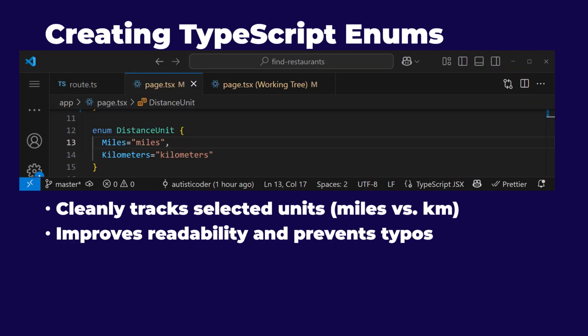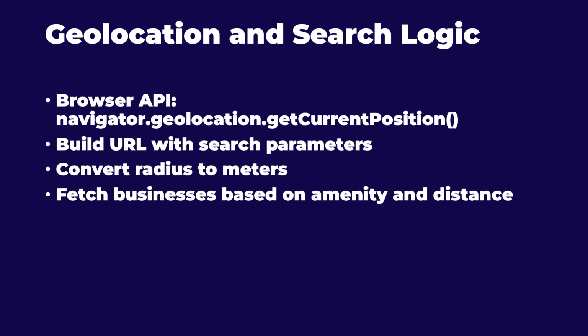In order to manage distance units, we use a TypeScript enum. This keeps our values consistent and our state easier to work with. We get a device's current location and use it to build a query. Radius is converted based on unit selection. Then we send a request to our backend API route.